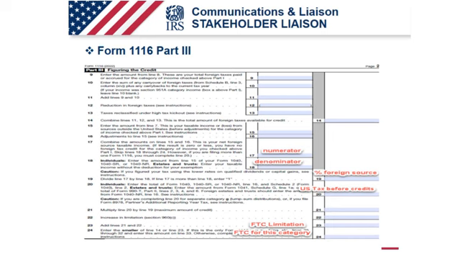Going down, line 12 is reduction in foreign taxes. You may have to reduce foreign taxes that you paid or accrued. The instructions list several items, but we want to focus on foreign taxes on excluded earned income under Code Section 911.